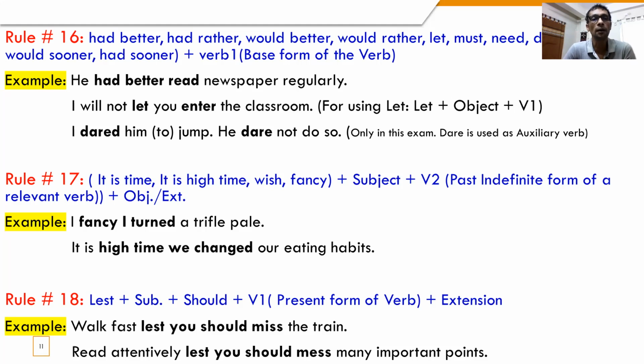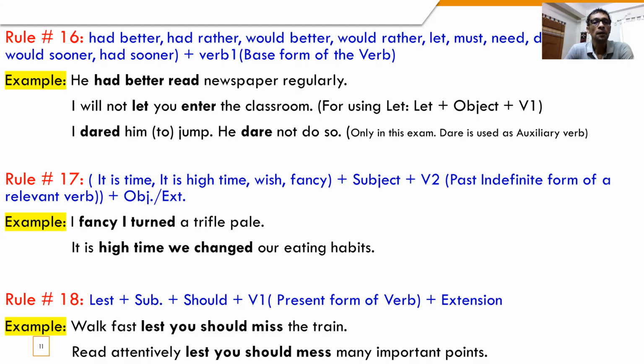Okay, rule number 17 now. When you use it is time, it is high time, wish or fancy, then you use the subject after that, then V2, meaning the past indefinite form of the verb, and then the object or extension. So this is the example: I fancy I turned a trifle pale. It's high time we changed our eating habits. So you can see when you use high time or it is time or wish or fancy, you have to use the subject, then V2, the past indefinite form of the main verb. Then you can go for extension in your own relevant way.